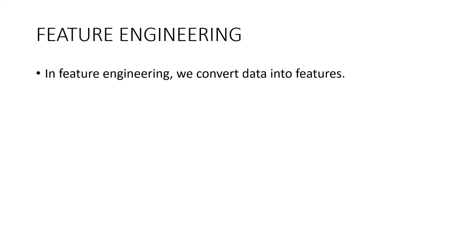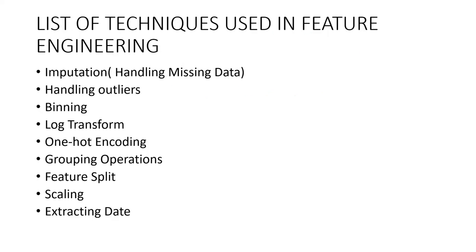In feature engineering, we convert data into features. We convert data into features. That's what we do in feature engineering. So these are the list of techniques used in feature engineering. We are going to discuss the first technique, imputation, in detail in this video.